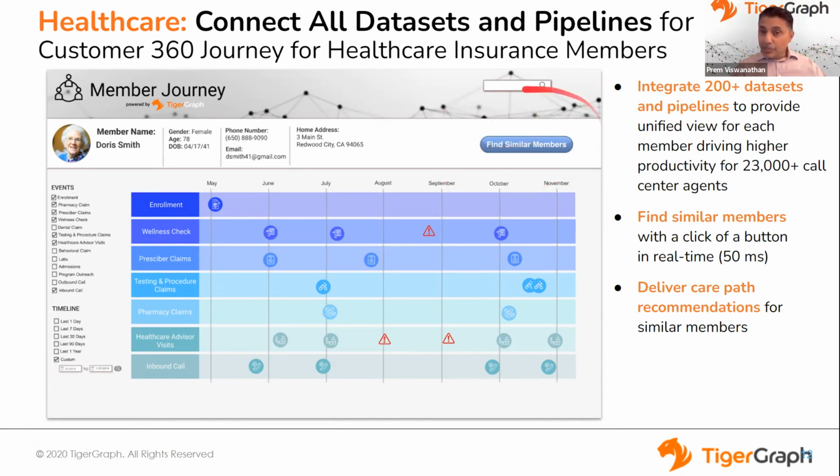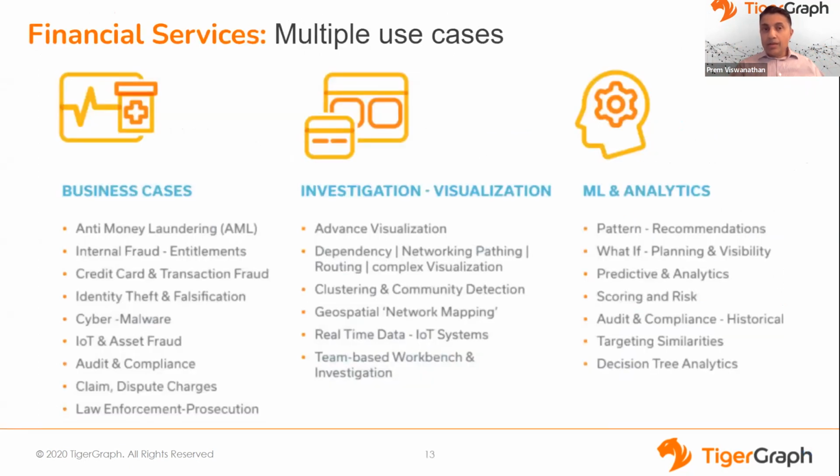I'd like to direct your attention to this button here, find similar members. So when Doris is talking about a particular condition, the call center agent can say, find me people similar to Doris who've experienced this, and we'd love to make those same recommendations and not reinvent the wheel, right? Again, the interconnectedness of this problem makes Graph an excellent solution.